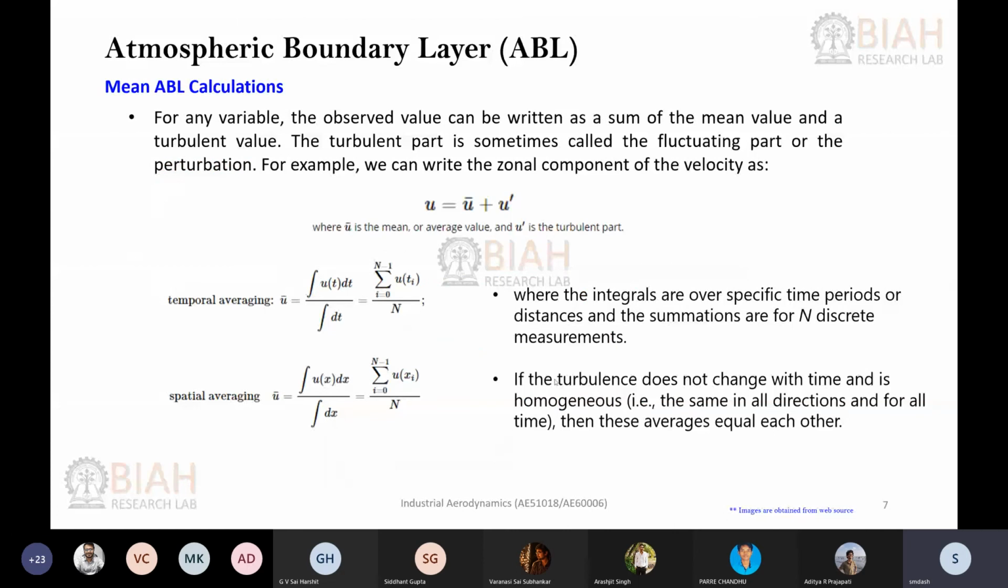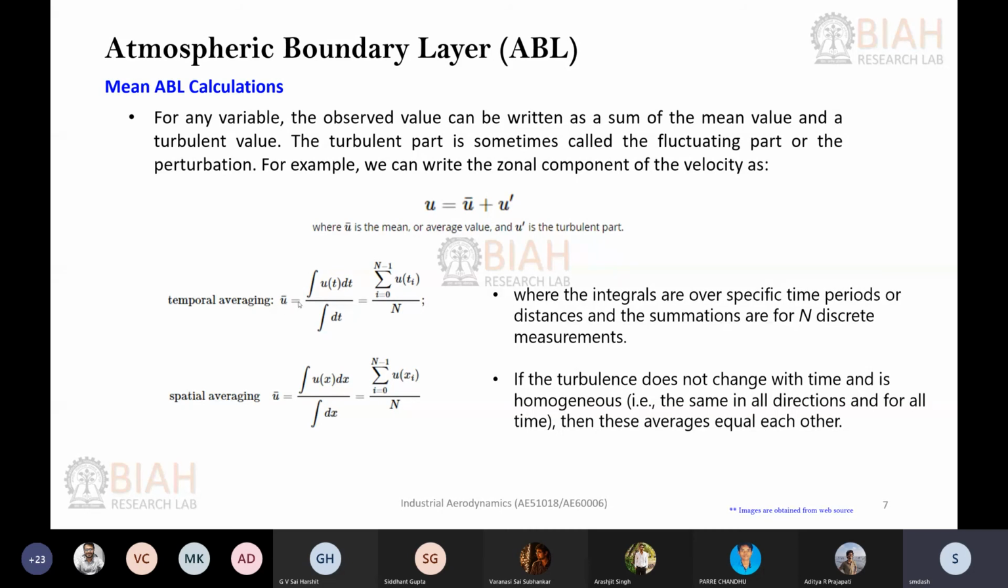Let me quickly finish this one. Since this is a recap for you, you might have seen it in the previous lecture and studied it earlier. The fluctuating and mean components can be shown in this manner. If u is your instantaneous velocity, you can have a mean wind condition as well as a fluctuating part. In this mean, you can have the waviness also included. So, mean and fluctuating part.